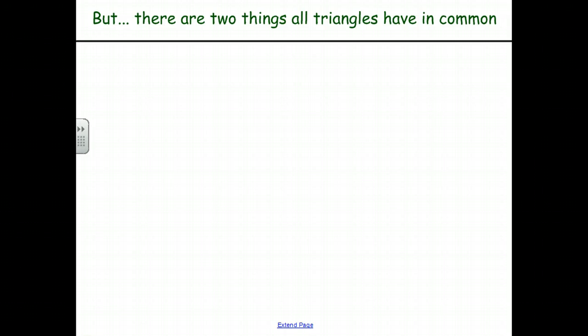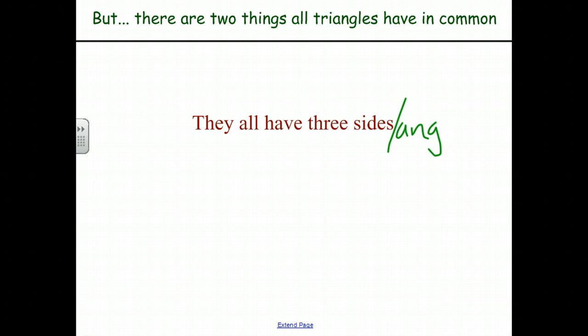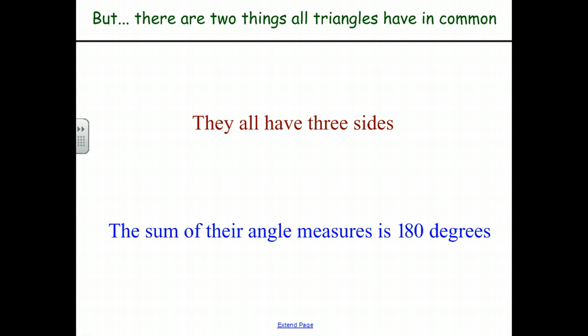So 2 things that every triangle has in common are that they have 3 sides and 3 angles. I'm going to call that one thing because that is the definition of a triangle. But the other thing they have in common is that for all of their angles, no matter what triangle you have, the sum of the 3 angle measures is 180 degrees.